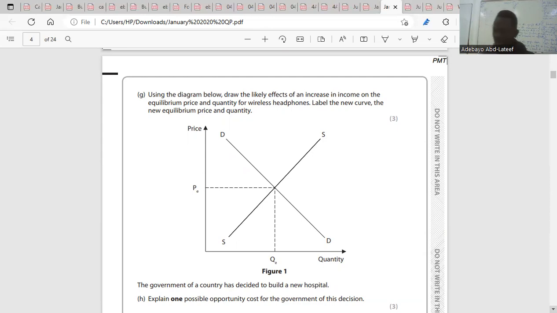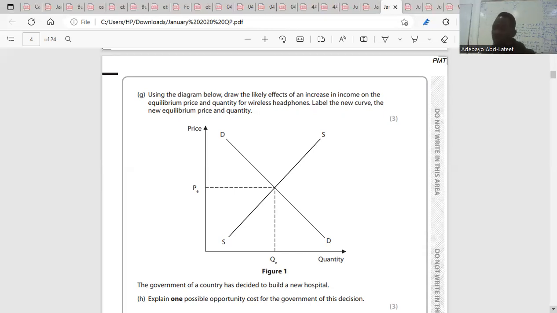Do you get the point here? So our new graph will be a rightward shift from D to D1. There's going to be a rightward shift. The demand curve will shift rightward from D to D1. At the same time, the quantity demanded in the market will increase from QE to Q1, to the right. Then the price, as a result of the continuous increase in the quantity demanded, will rise from PE to P1.